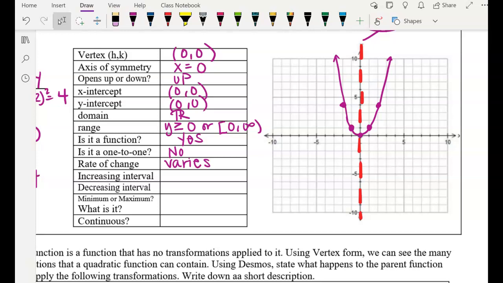We do have an increasing and decreasing. Increasing is going to be on the right side, so that's going to be from 0 to infinity. Decreasing is going to be on the left side, so that's going to be from -infinity to 0. It has a minimum value because that's the lowest point here. So we're going to circle minimum, and then we're going to state what the y value is. So the minimum value is 0. And then, is it continuous? Yes, it is. We can graph the entire piece without lifting your pencil. So yes.